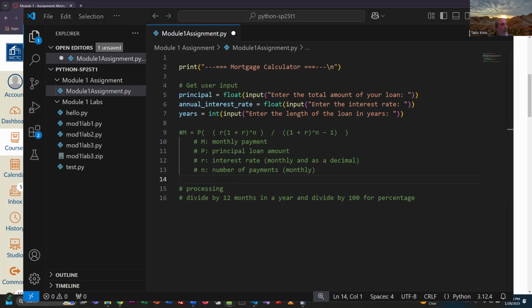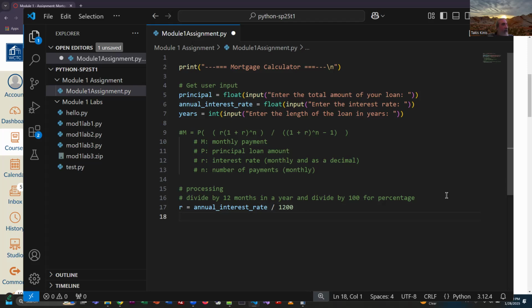The way that I'm going to do that is I'm going to take the R in the equation that we see. So I'm taking the annual interest rate they typed in, dividing it by 12 and multiplying by 100. We already know that's 1200, so I'm dividing by 1200, same difference. And that's giving me the monthly interest rate that works in that equation.